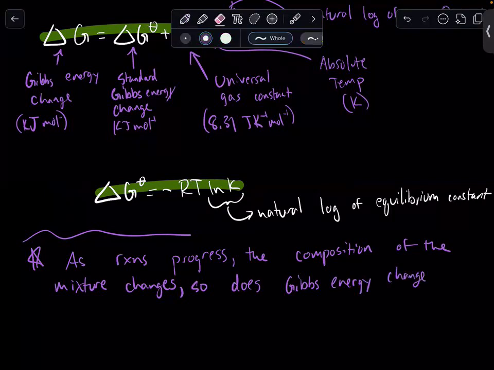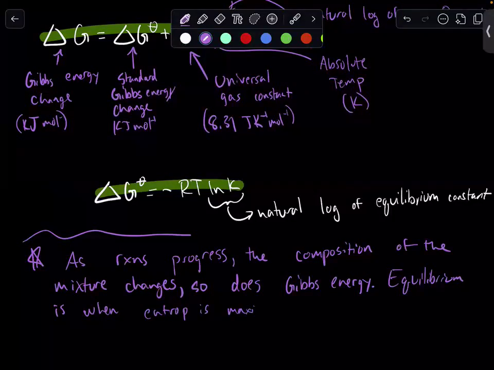So, I'm just going to use Gibbs energy. As this reaction mixture is changing, the Gibbs energy will also constantly be changing. Equilibrium, on the other hand, when the mixtures are constant, is when entropy is maximum. So remember, entropy S is at its maximum at equilibrium.